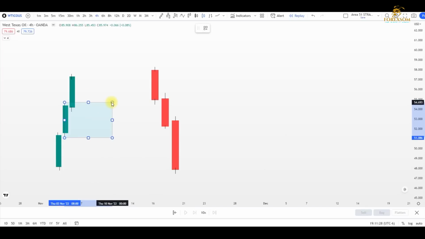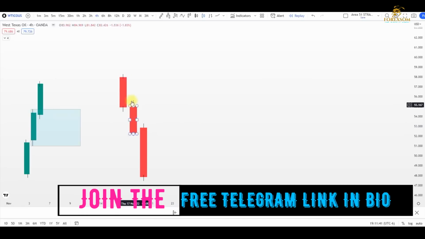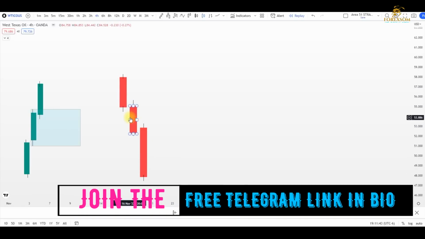Later on, when we go to the chart, I'm going to mark this entire candle. This entire candle between the two candles is the candle that causes the insufficient. So I'm going to mark the entire candle.